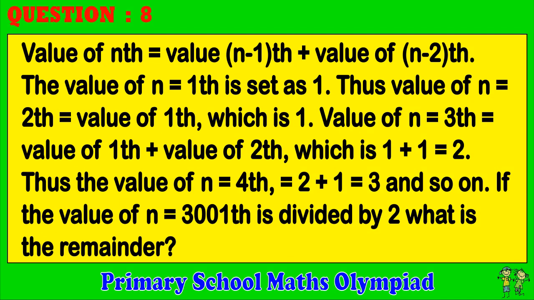Question 8. The value of n equals the value of n-1 plus the value of n-2. The value at n equals 1 is set as 1. Thus the value at n equals 2 equals the value at 1, which is 1. The value at n equals 3 equals the value at 1 plus the value at 2, which is 1 plus 1 equals 2. Thus the value at n equals 4 equals 2 plus 1 equals 3, and so on. If the value at n equals 3001 is divided by 2, what is the remainder?